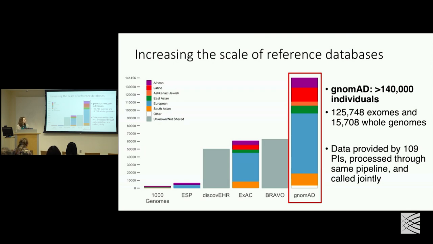And then gnomAD is the majority of what I'm going to talk about today, although I will touch on some analysis that was done on ExAC that we haven't gotten to on gnomAD yet. Basically, this is now the largest reference population database. It has exome or genome data from over 140,000 individuals. It's been provided by 110 different PIs now. These are studies that had already happened, many at the Broad, and what Daniel did is he formed this consortium, got all of these PIs to agree to share their data with this project, and then all the data was run through the same pipeline and jointly called to make one giant, very high quality data set.